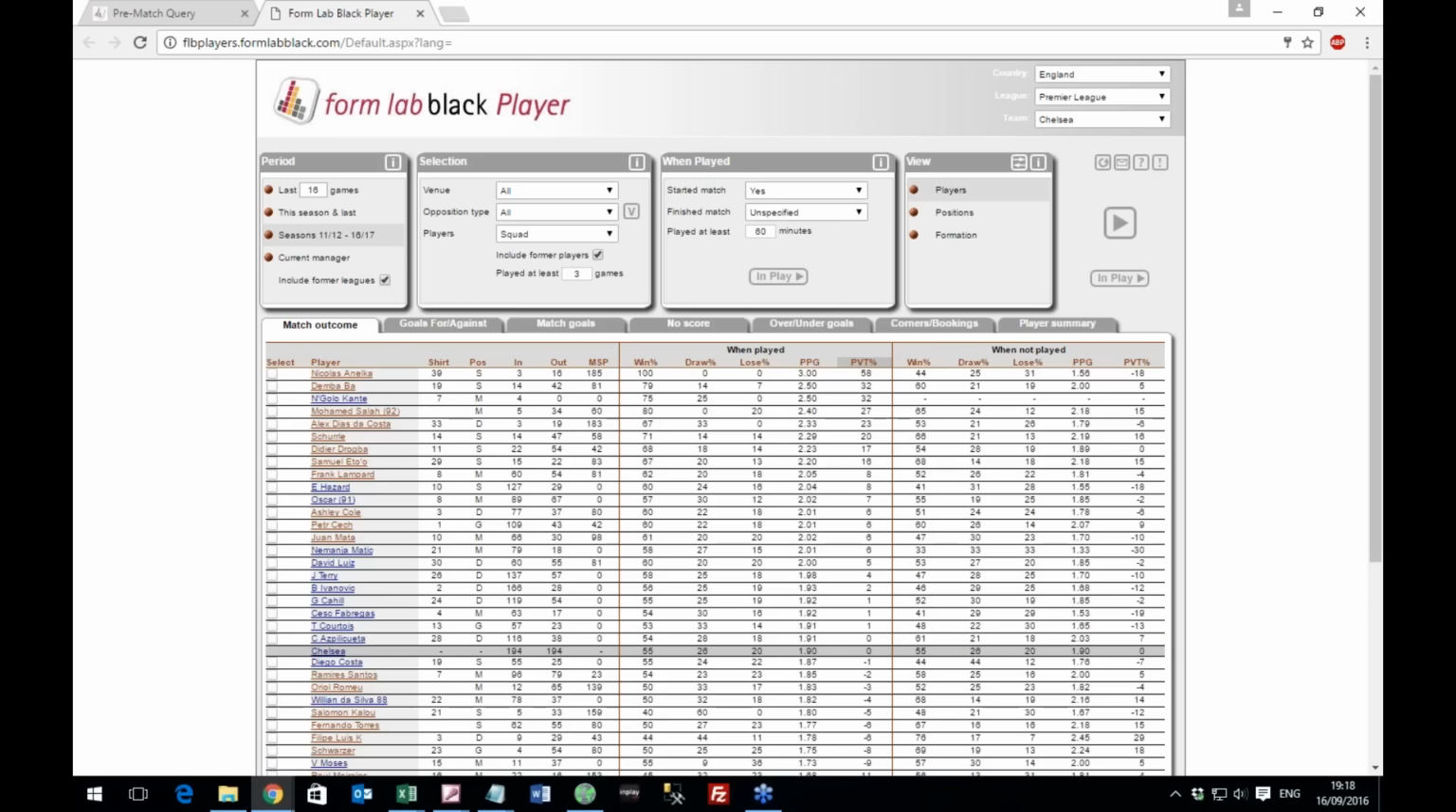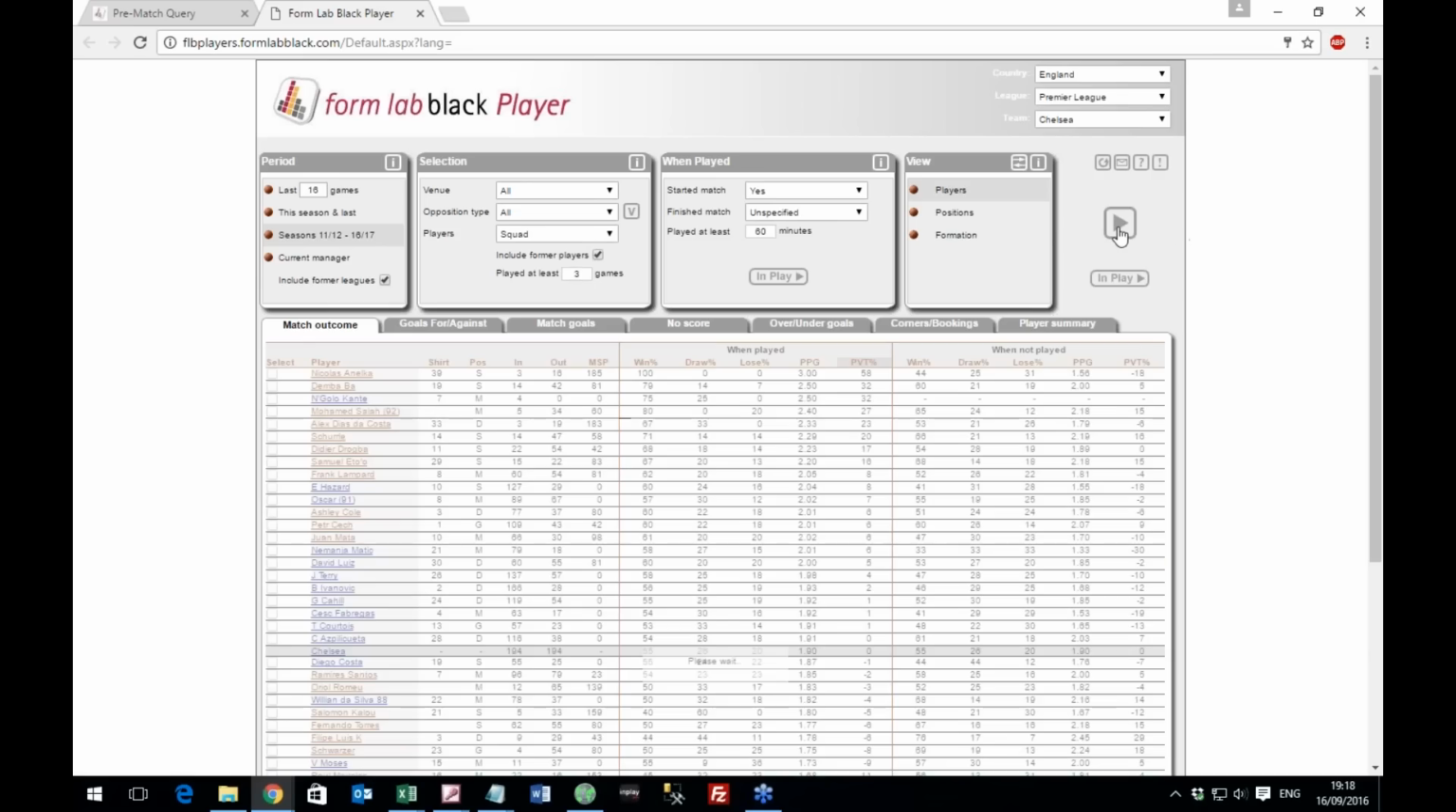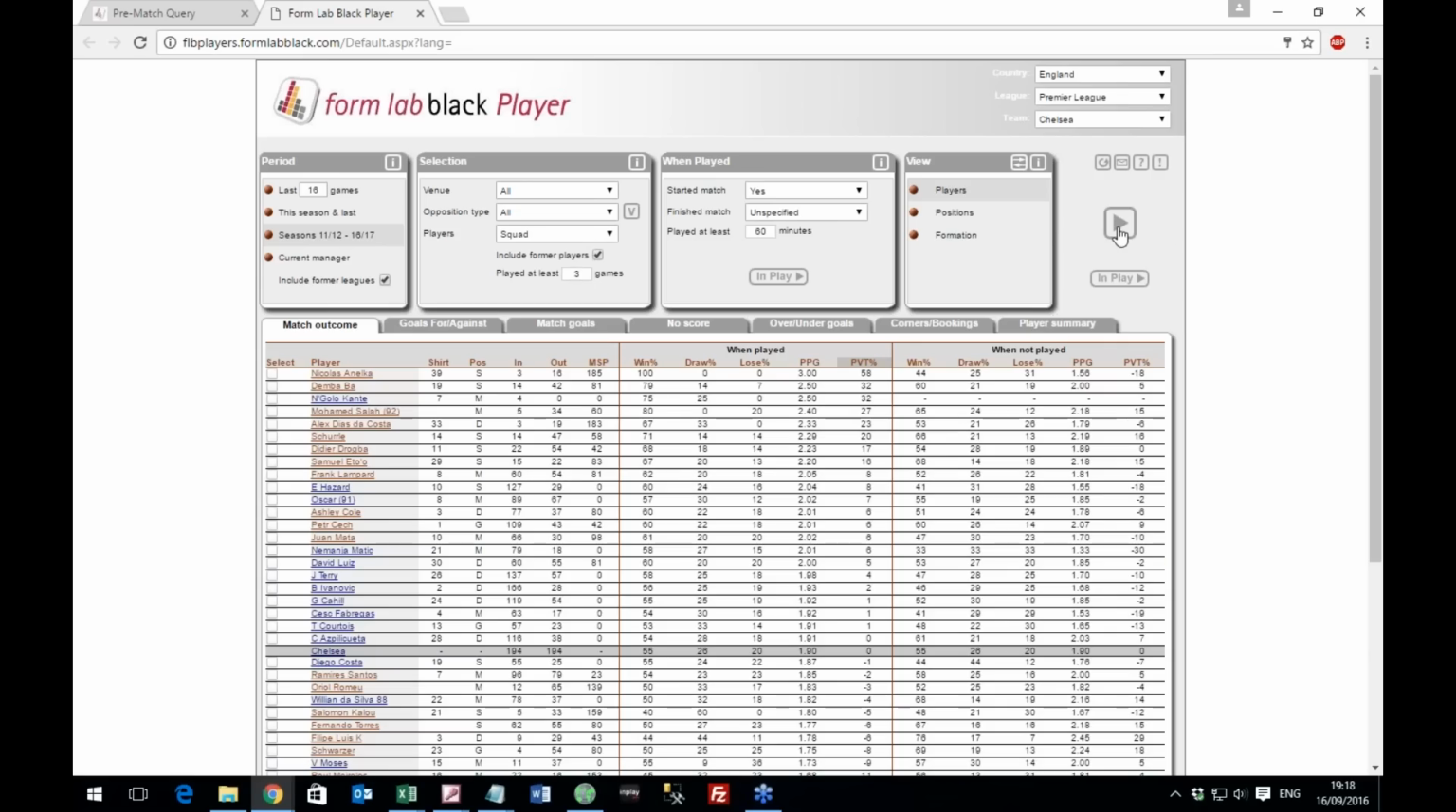I've got a pre-query set in here, so what you can see is that we have selected Chelsea on the top right. We selected a period 11/12 to 16/17. We've included former players, and what we're looking at here is all of their matches against all opposition when they've played at least 3 games. So what we're going to get on the right side, we can generate this query again. This is going to give us all of the players that have played 3 matches for Chelsea any time in the last 5 seasons. So we're going to have all the players like Drogba and Lampard on here.